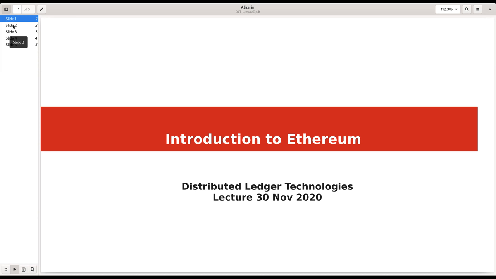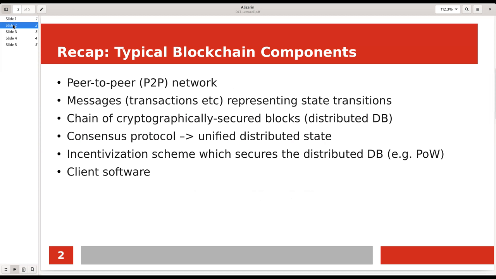Okay, so today we are going to discuss the second generation blockchain technology, which is Ethereum. Its key technology features, its architecture, advantages, disadvantages, and why it is actually so important and why it was indeed a turnaround of blockchain technologies and distributed ledger technologies as we know them. So, as a recap, these are typical components of any blockchain.